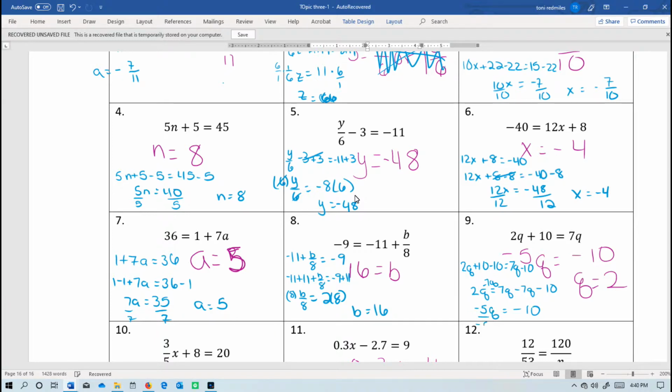Divide both sides by a negative 5. Q equals a positive 2, because a negative and a negative, 5 goes into 10 2 times.